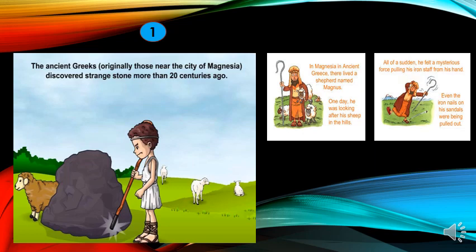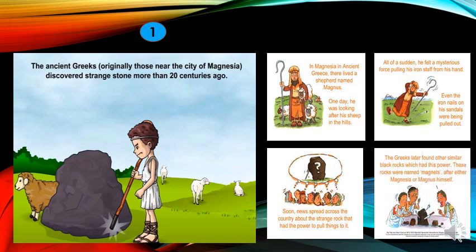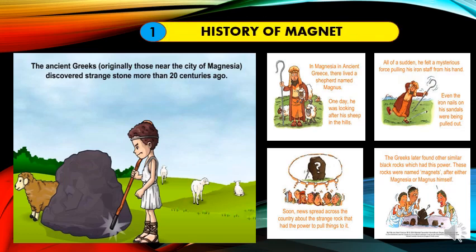Later, the stone or the rock which was attracting the iron in his sandal was named magnetite. Soon the news spread across the country about the strange rock that had the power to pull things towards it. The Greeks later found other similar black rocks which had this power. These rocks were named magnets after either Magnesia, the place where this was discovered, or Magnus the shepherd. There are two stories about the name magnet. And what did you learn now? You learned the history of magnet.